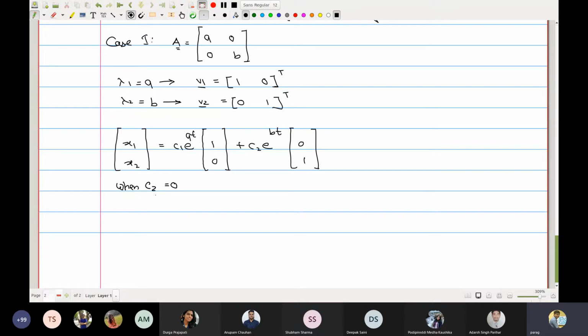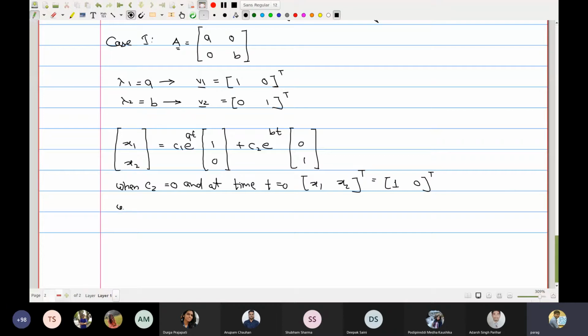C2 is equal to 0, and at time t equals 0, I can write x1 x2 transpose is simply equal to 1 0, right? C2 is equal to 0, and initially at time t equal to 0, e to the power at becomes 1. So 1 0 is a solution, right?